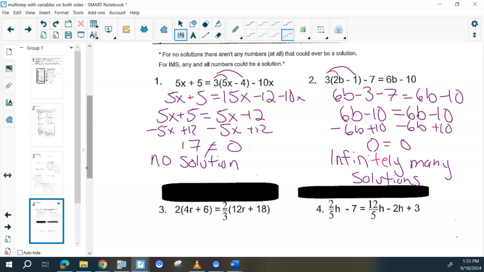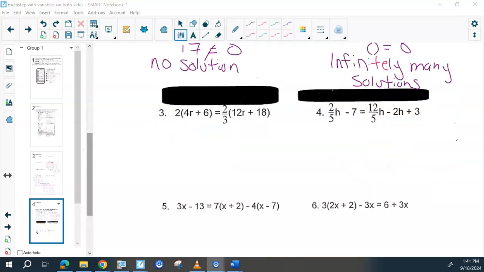Okay, those two notes are also written in the top. Questions on those? I want you to try 3 and 4. I'm going to give you like 5-ish minutes to do so. Talk to the people around you, but we're not moving.